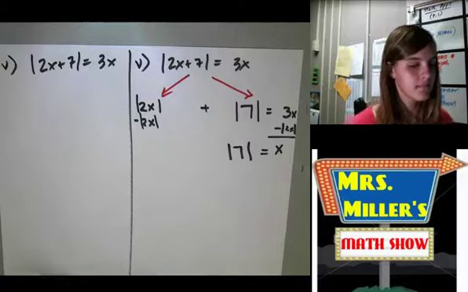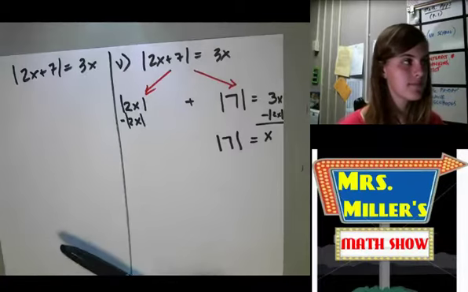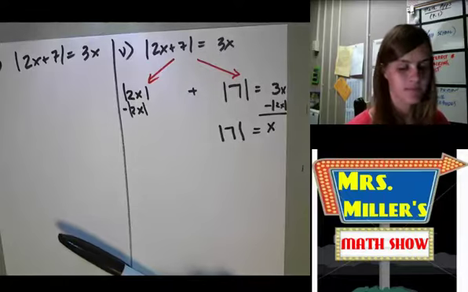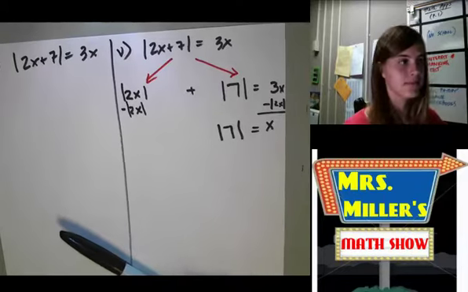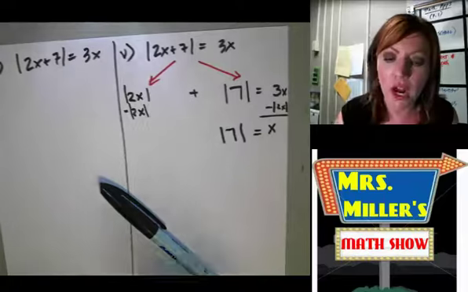Okay, so x equals 7. How many people agree with that? Okay, how many people would agree if there were not absolute value bars around 7? Anybody? Okay, good. Everybody give Riley a round of applause. Thank you, Riley.